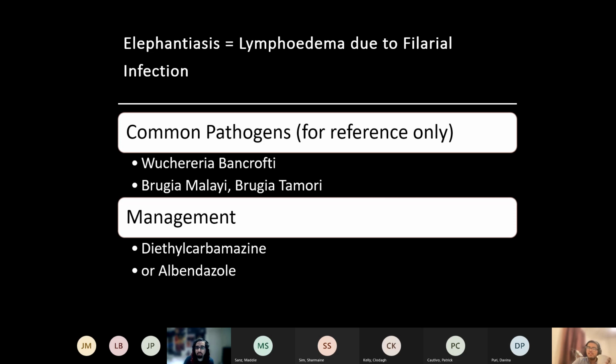So elephantiasis is lymphedema due to filarial infection. The commonest causative pathogen is called Wuchereria bancrofti. You don't need to know these. I've just put it on because it's interesting. But if you're worried about parasites, the go-to for parasites is either metronidazole, doxycycline, or albendazole. It's always one of those three.